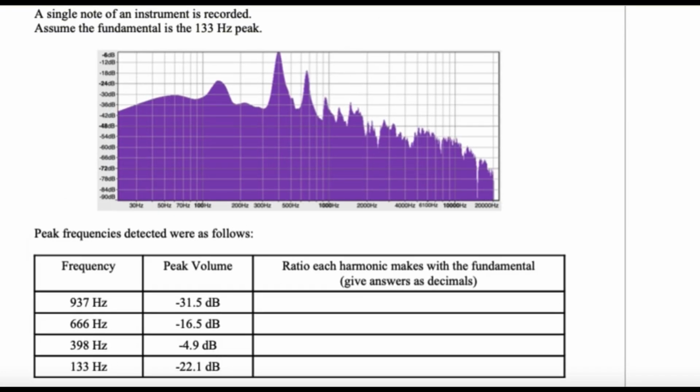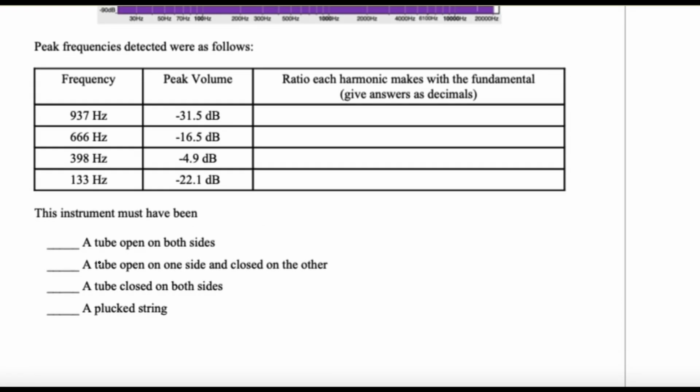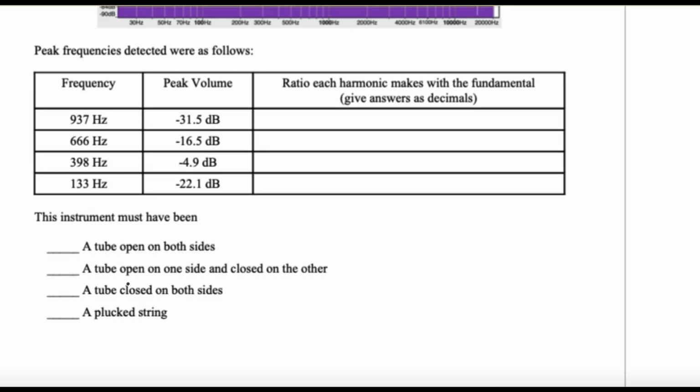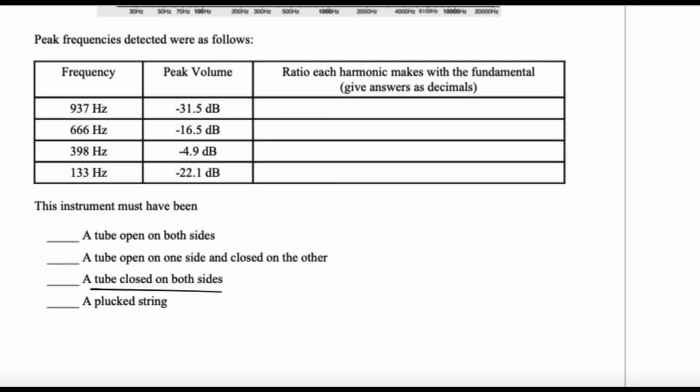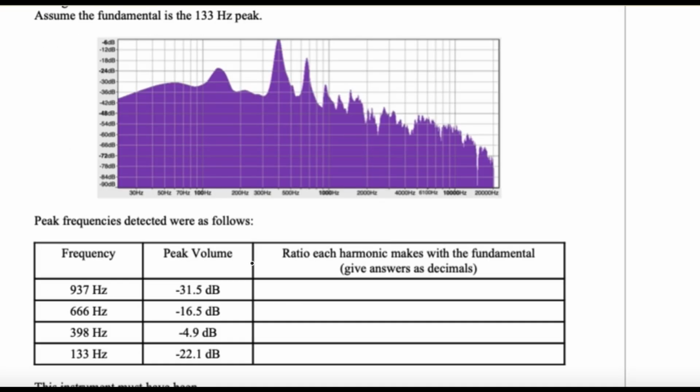Now we have to look at a frequency diagram. We're looking at an FFT of one single note of an instrument, and we don't know what the instrument is, but possibilities could be a tube open on both sides, a tube open on just one side, a tube totally closed on both sides, or maybe it's just a stringed instrument. So what I'd want to do is identify the fundamental here.